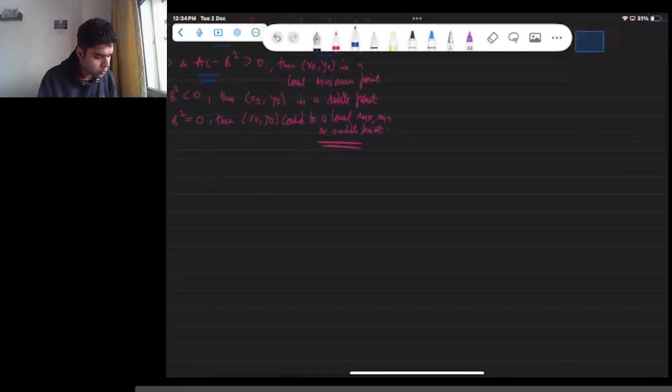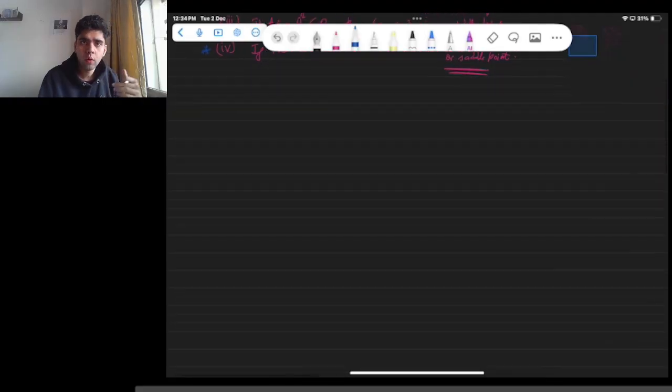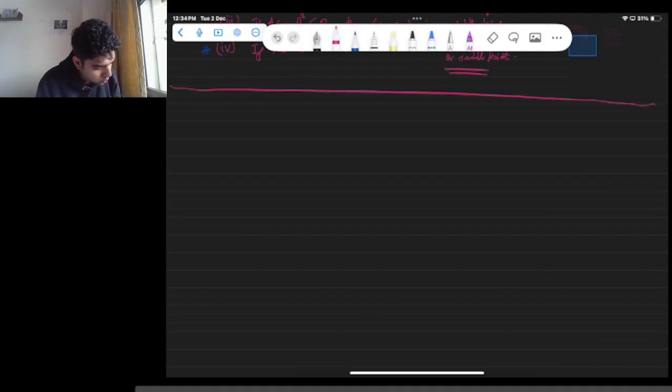Now you would have to go through the definitions of what is local maximum, local minimum points, but I'll be explaining these briefly. What is local maximum, local minimum points?